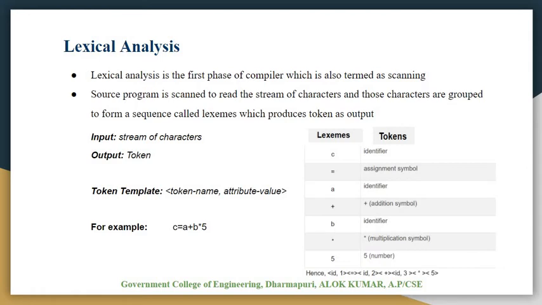Suppose we take one example: c = a + b * 5. So here the lexeme will be c, and parallelly the token of c is identifier. Equal to is a lexeme, so the token will be assignment symbol. a is a lexeme, identifier is the token name; plus is a lexeme, so here the token is addition symbol; and b is a lexeme, so the token name will be identifier; the lexeme star has the token multiplication symbol. After that 5, that is a number.